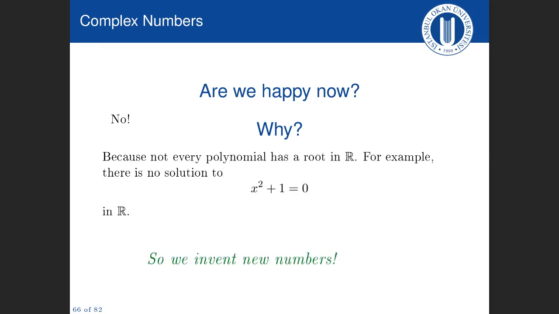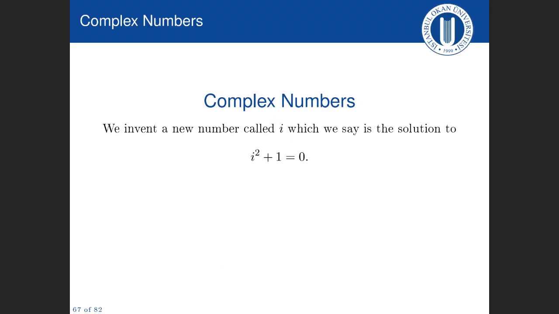So what do we do? What did humans do in our history when we realized this problem, when we realized we don't have enough numbers to be able to do mathematics? So we invent new numbers. And the number that we invent is called i. And we invent this so that it is a solution to the equation i squared plus 1 is equal to 0. Or to say this another way, we say that i squared is equal to minus 1, or i is the square root of minus 1.